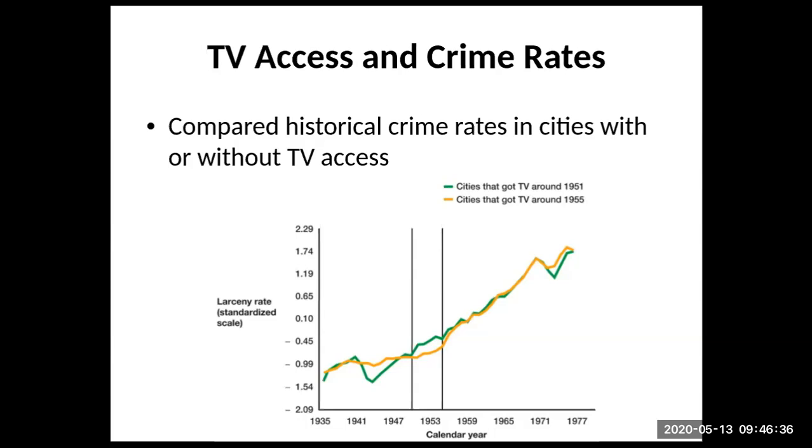So we are using a repeated measures design, right? In this case, to look at TV access and crime rates. We can see that in the cities in 1951, crime rate went up, whereas it stayed lower, larceny rate, in the cities in yellow that did not have a TV at that time. And then at about 1955, when TVs were around for that city, the crime rate seems to have caught up, in yellow, to green. And quickly thereafter, the crime rates rose about the same amount for both cities, right?